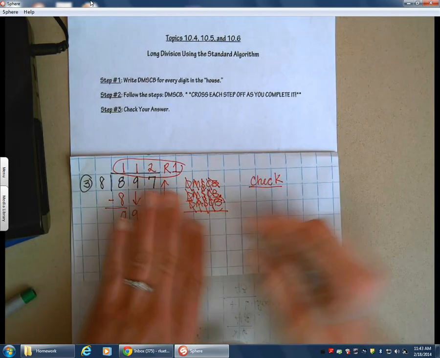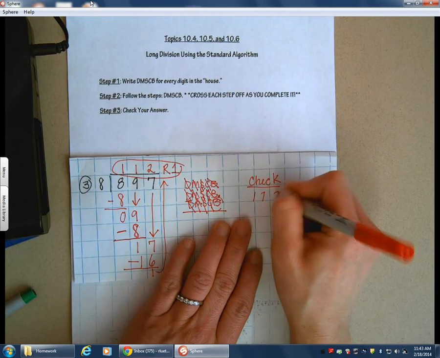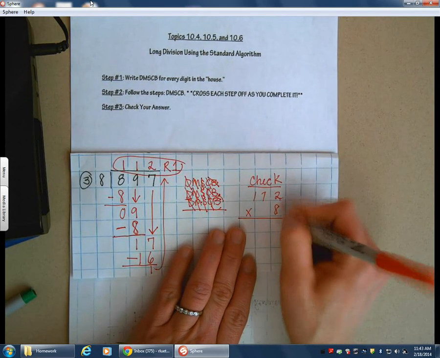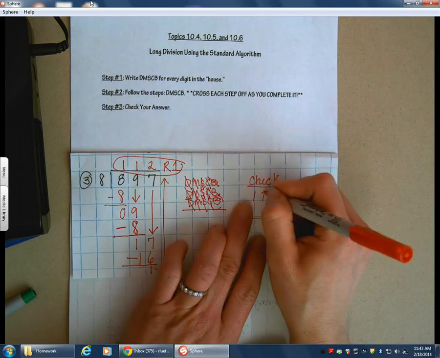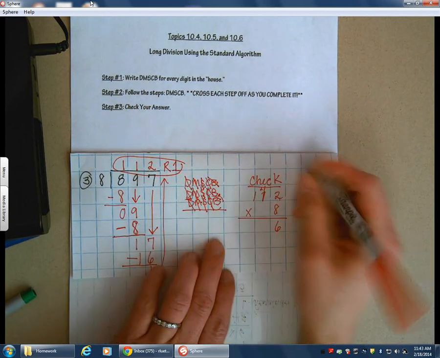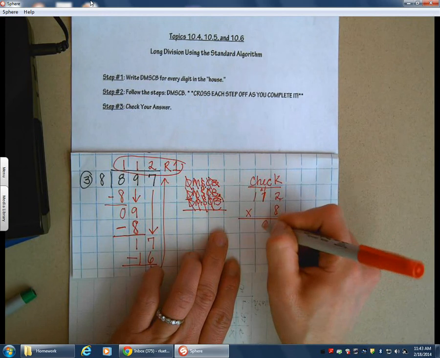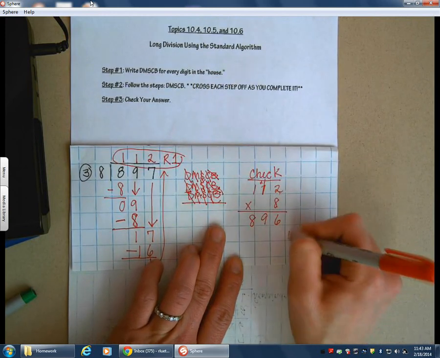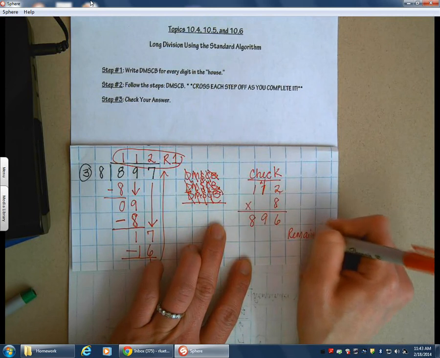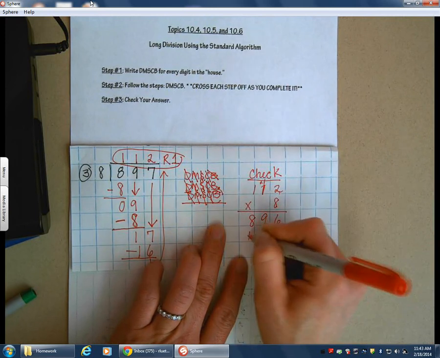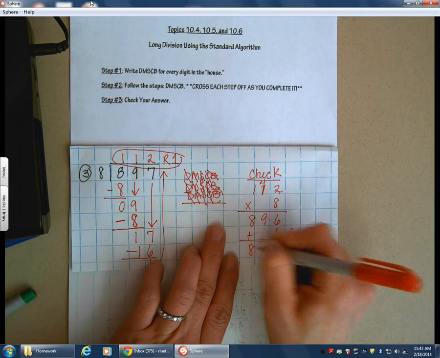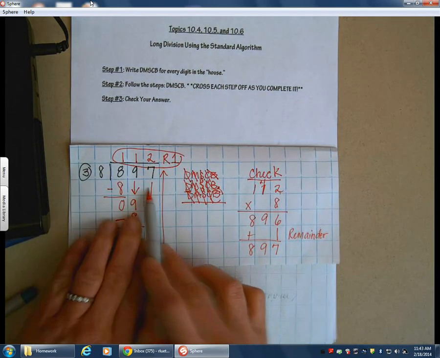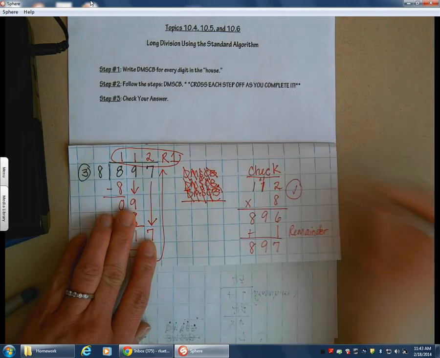So I take my quotient, 112, I multiply it by my divisor, times 8. 8 times 2 equals 16. Carry that 1. 8 times 1 equals 8, plus 1 is 9, and 8 times 1 equals 8. Remember, I had a remainder of 1 that needs to be added at this point, which gives me 897. And that is the dividend I started with. Check, I have the right answer.